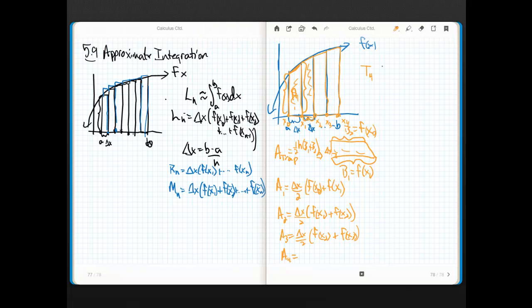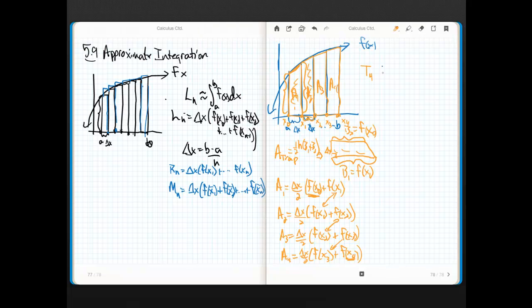This is A sub 1. This is A sub 2. This is A sub 3. This is A sub 4. So the area of the fourth trapezoid is delta x over 2 times f of x sub 3 plus f of x sub 4. Now what do you notice? I notice that f of x sub 0 and f of x sub 4 only got counted once. Everything else got counted twice, didn't it?